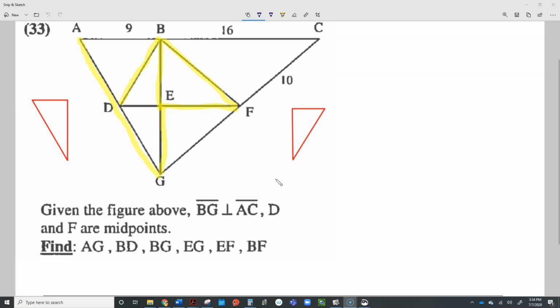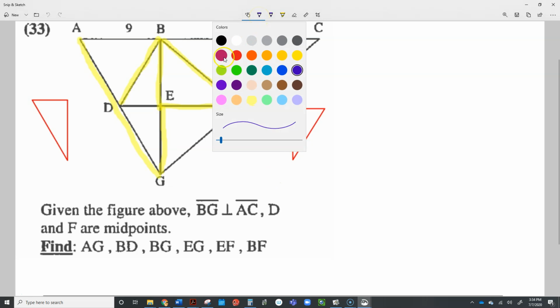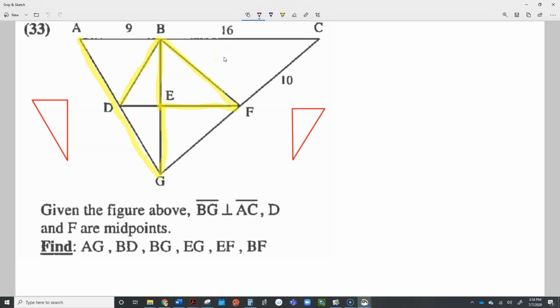They tell us that BG is perpendicular to AC. So that means, I'm going to change colors, that I have a right angle here and here. And it tells us that D and F are midpoints. So if this piece is 10, this piece is 10.